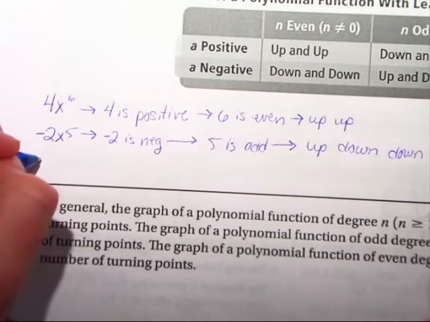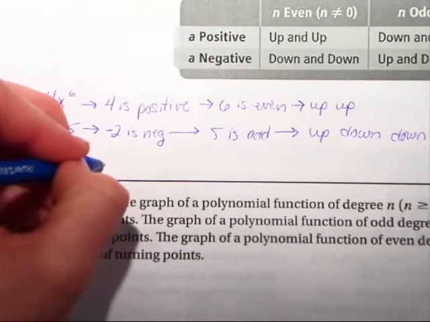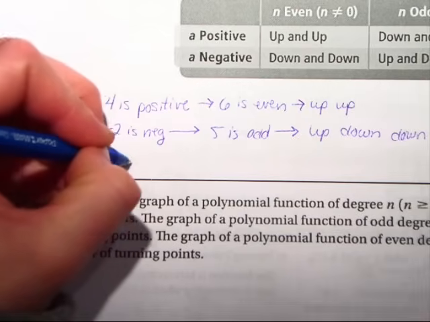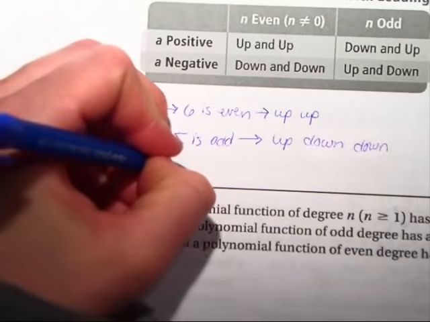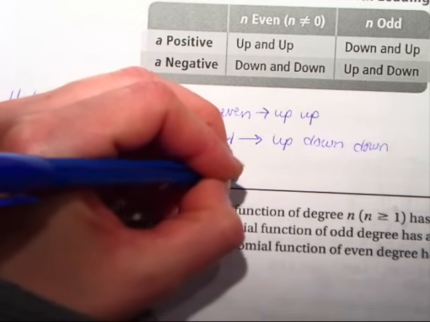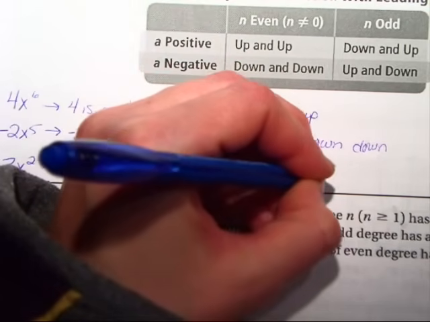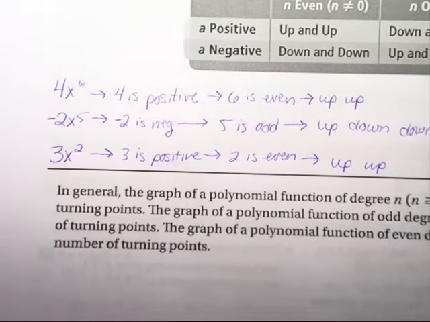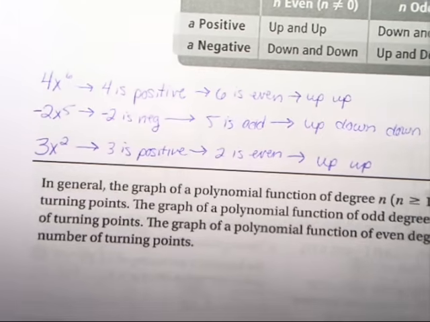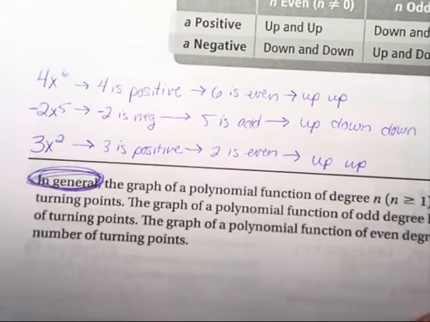Let's say that we have 3x squared. You should know that's a parabola, by the way. 3 is positive. 2 is even. So you do positive, even, up, up. Okay. Now a lot of students try to look at the coefficient and say whether it's even or odd. The coefficient doesn't matter if it's even or odd. The coefficient only matters if it's positive or negative.